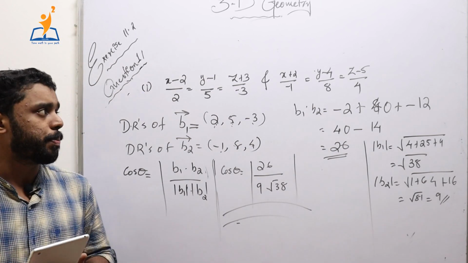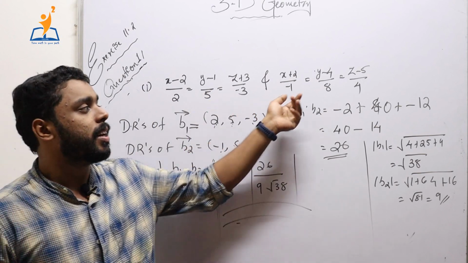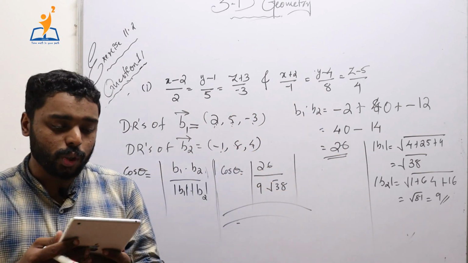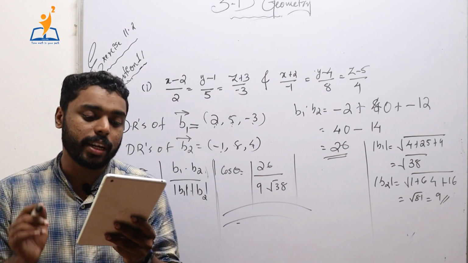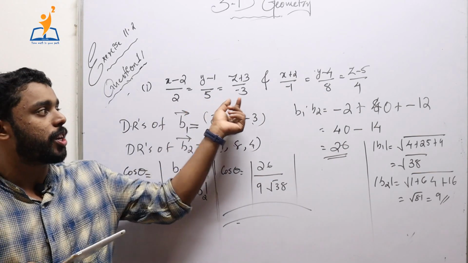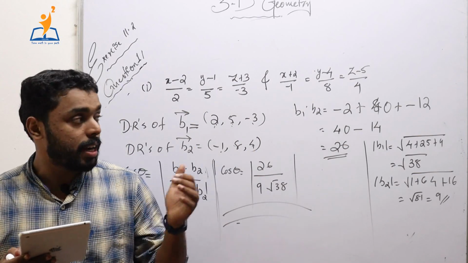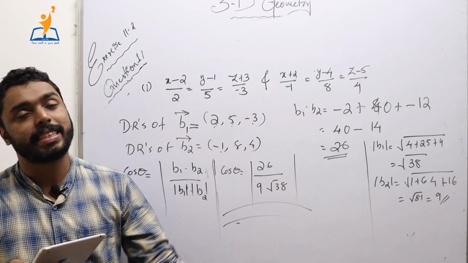So this is a very simple question. Just identify the direction ratios of the parallel vectors, then it is very simple to solve. Also here is a second part for you. You can solve this also very easily. Just identify the direction ratios of the parallel vectors. So you can easily find the answer for the second question also by using a similar method.